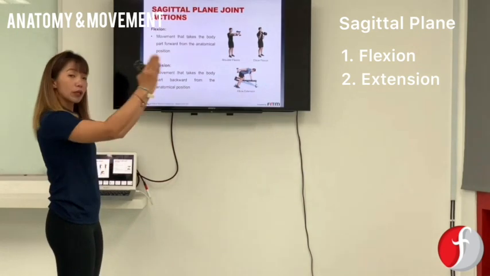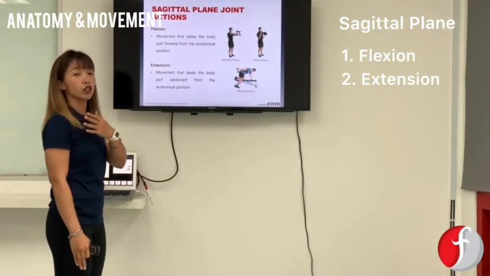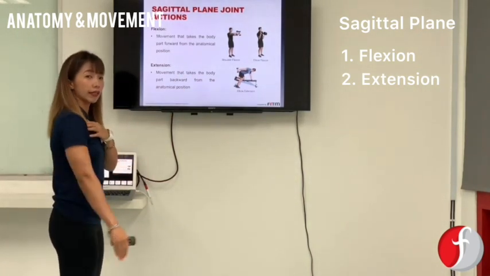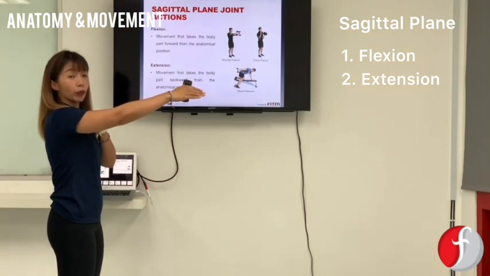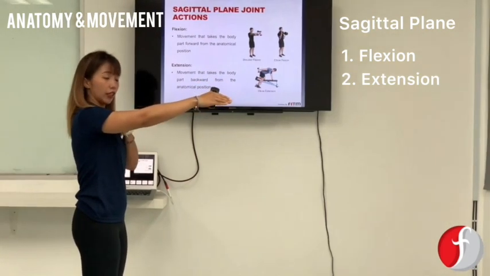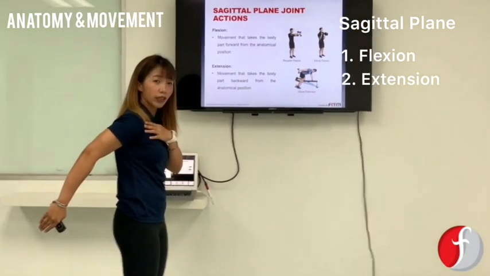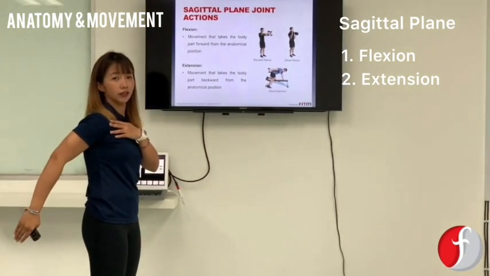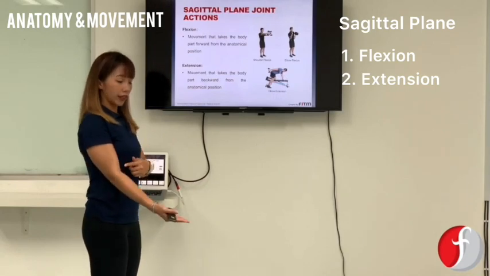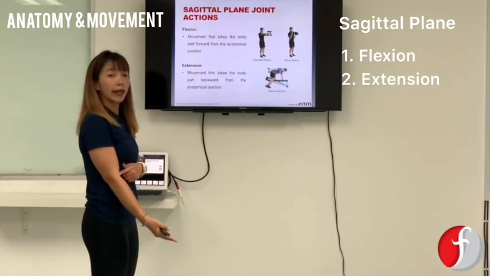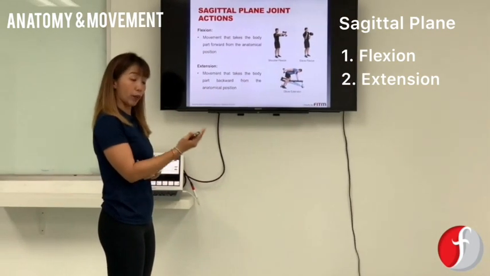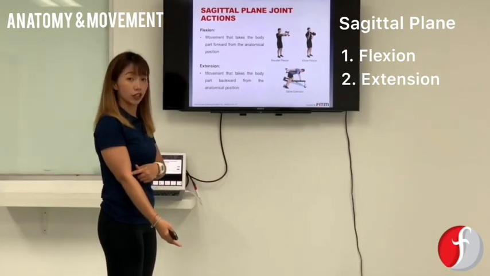When there are two walls beside you, if you were to perform a shoulder flexion, it looks like this. And if you were to perform a shoulder extension, it looks like this. And if you go more than that, we call that a shoulder hyperextension. For your elbow, if you're going to close this up, we call that elbow flexion. And if you open it up, it's called elbow extension.